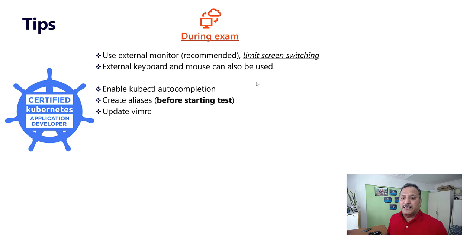Same thing goes for the VI editor's settings. When you copy and paste from Kubernetes documentation, you might have to indent the contents of your code snippet. So in that case, again, you have to set some settings for Vim, which again, I'll show you in a short while. So all this I had kept ready beforehand, and I just updated my bash profile and the VI profile using those settings.